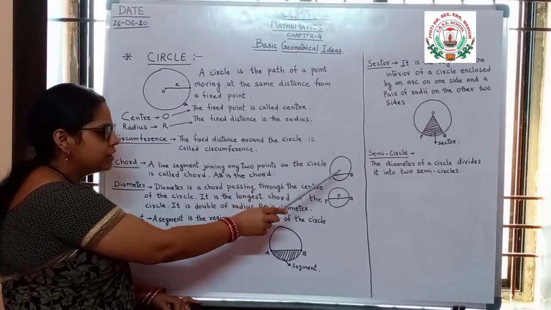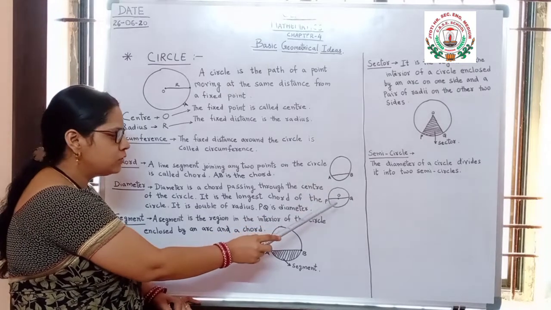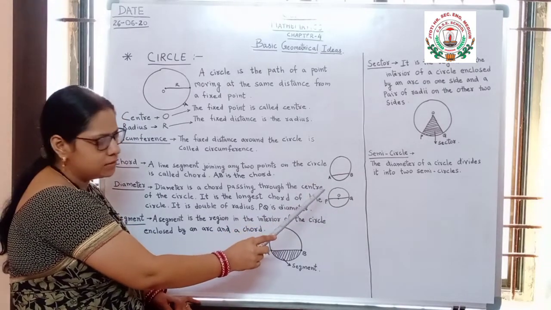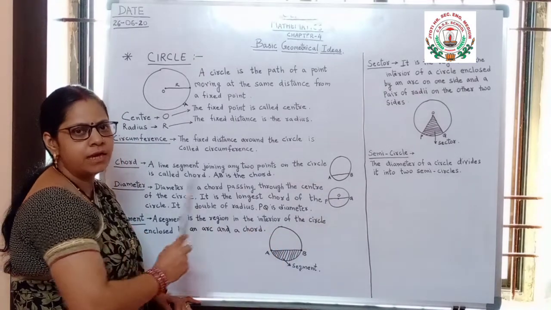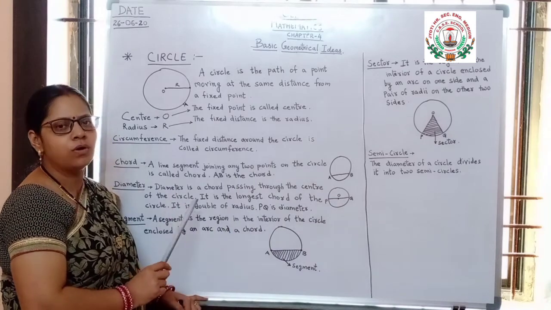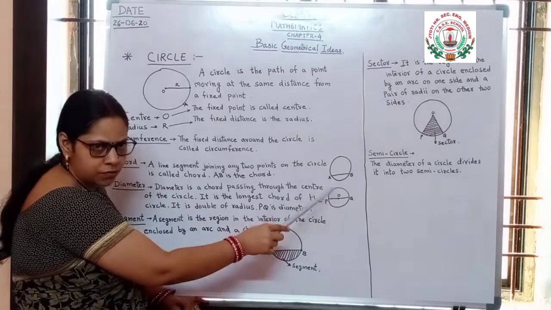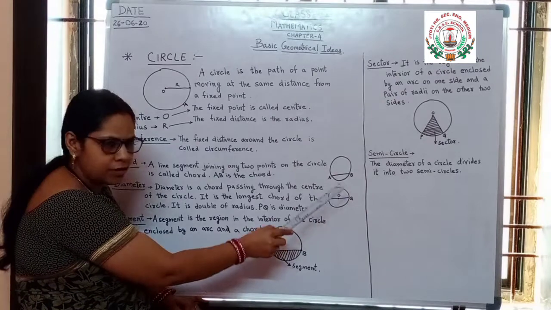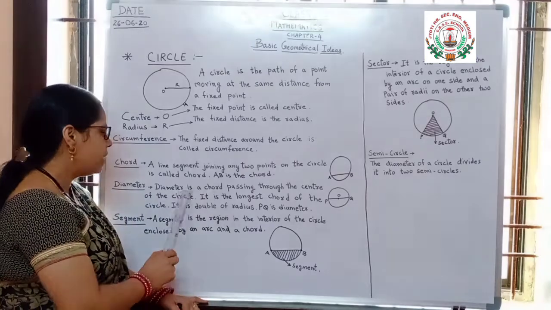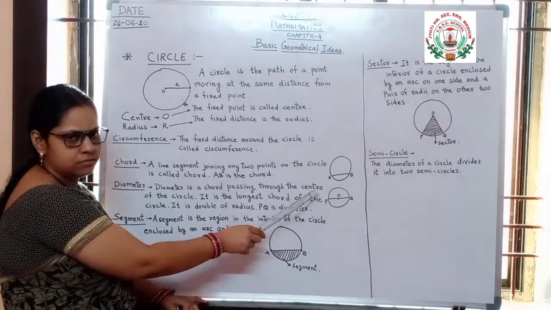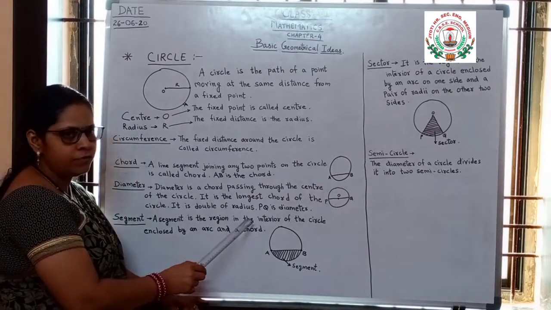And if that chord is passing through the center, here O is the center, and the 2 points are on the circle, then that chord is called the diameter. The diameter is the longest chord of the circle. If you take other 2 points, it will be a little smaller than that, and if you take here, it will be even smaller. So diameter is the longest chord of the circle, passing through the center, and it is double the radius.